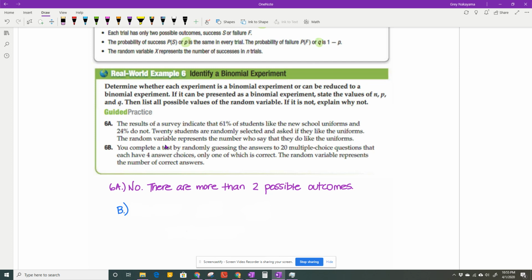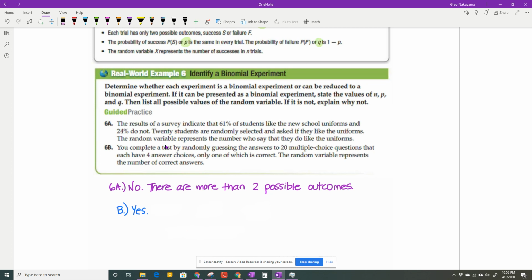6b, you have completed a test by randomly guessing the answers to 20 multiple choice questions that each have 4 answer choices, only one of which is correct. The random variable represents the number of correct answers. So, is that a binomial experiment? Yes, because how many outcomes are there? There are only 2 outcomes. Either you get the question right or you get it wrong.